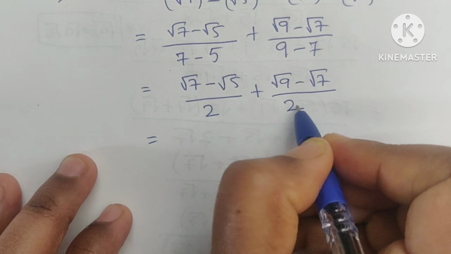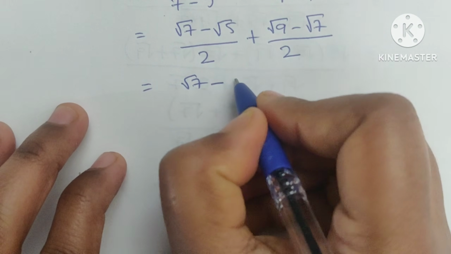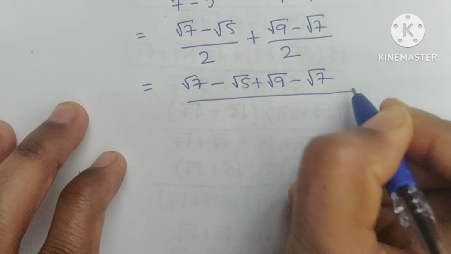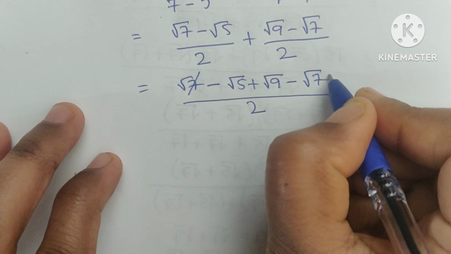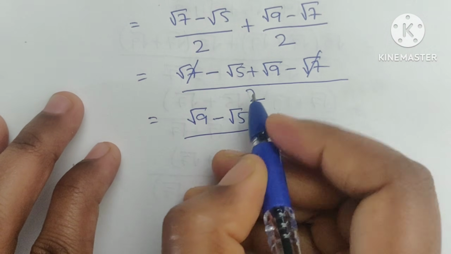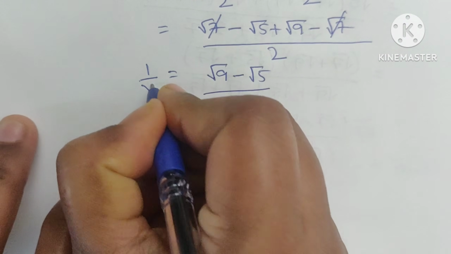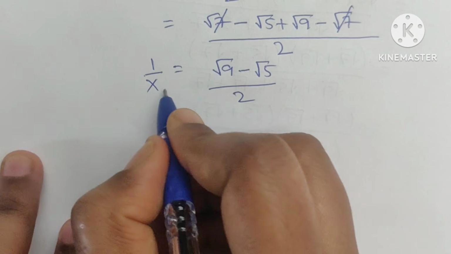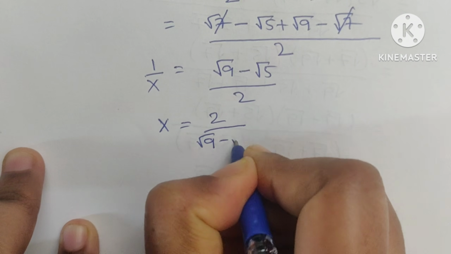See, here in the denominator we have the same base 2. So we can write square root of 7 minus square root of 5 plus square root of 9 minus square root of 7 divided by 2. So plus square root of 7 minus square root of 7, these both are cancelled. Then we will get square root of 9 minus square root of 5 divided by 2. So now 1 by x equals square root of 9 minus square root of 5 divided by 2. So we got this. Now again take the reciprocal: x equals 2 by square root of 9 minus square root of 5.